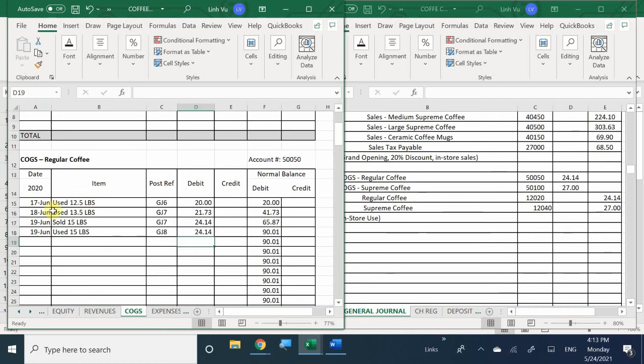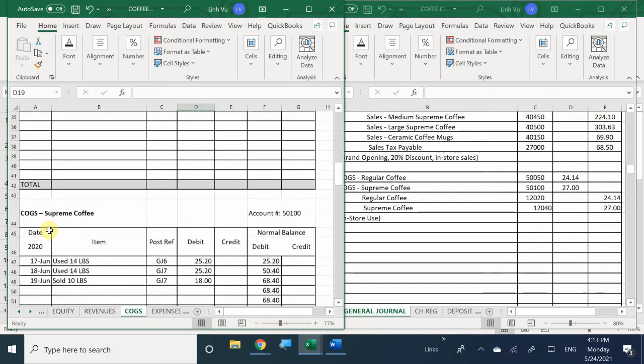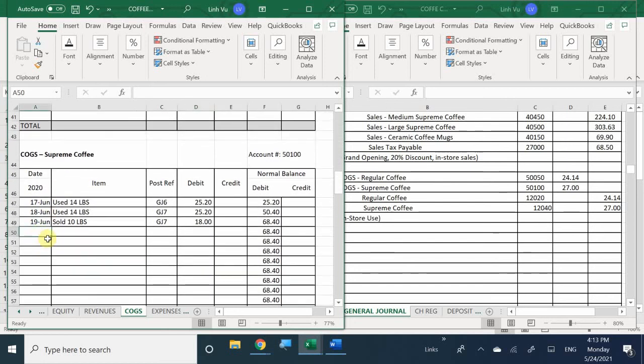And we're going to go ahead and update our Supreme Coffee. We used 15 at $27, for a running balance of $95.40. Good.